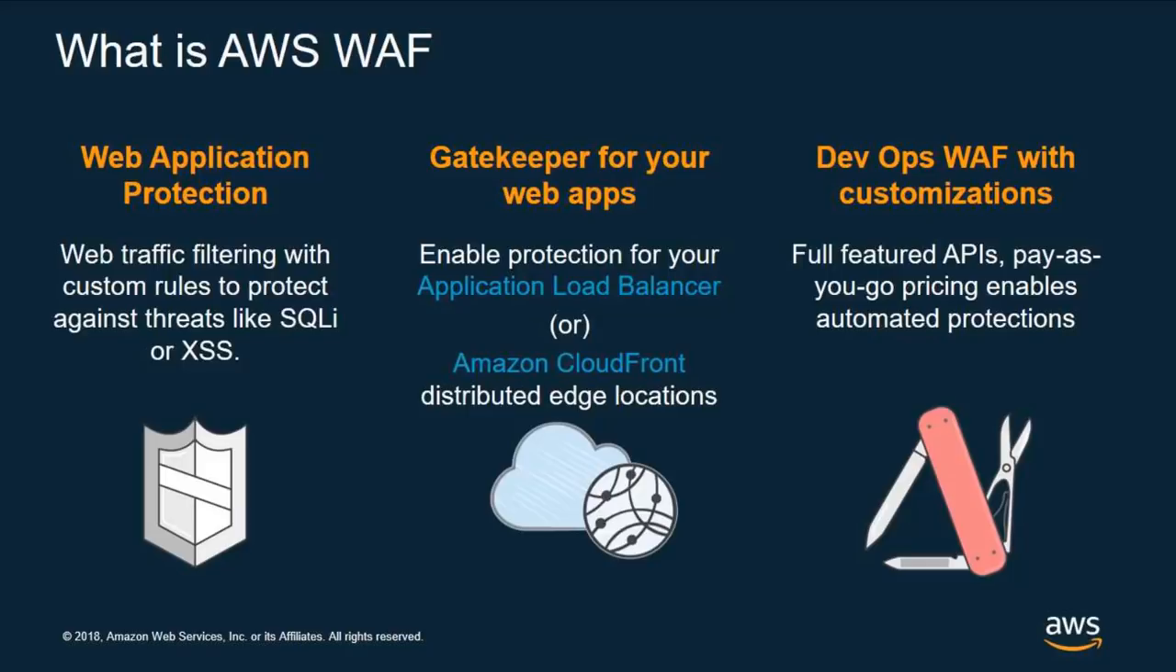You can think of AWS WAF specifically as a gatekeeper for your web applications on AWS. You can enable AWS WAF on application load balancers, so if your applications are behind an ALB, or you can also use CloudFront, which is available at globally distributed edge locations, and WAF is available on each one of those edge locations. And you can use CloudFront that way in front of your applications on AWS or elsewhere as well.